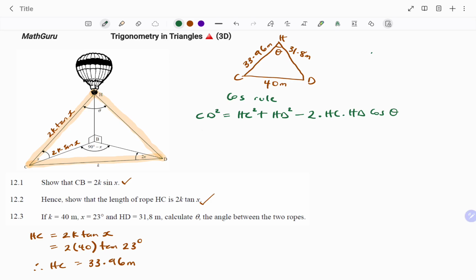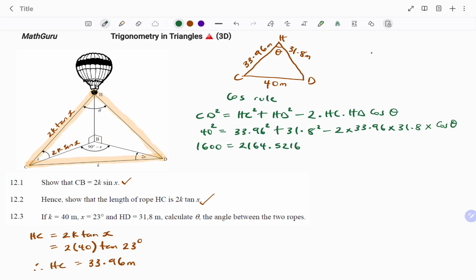Putting in my values, I have 40 squared equals HC squared, that's 33.96 squared plus HD 31.8 squared minus 2 times 33.96 times 31.8 times cos of theta. If I resolve this, I have 1,600 equals 2164.5216, that's what I have on my left hand side, so that's minus 2,159.856 cos of theta. I'm going to make theta the subject of the formula.